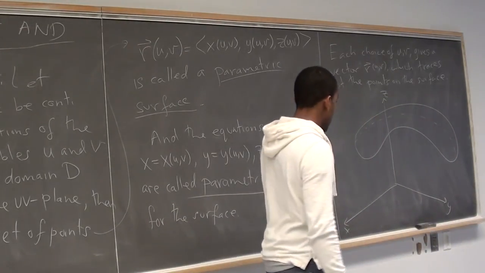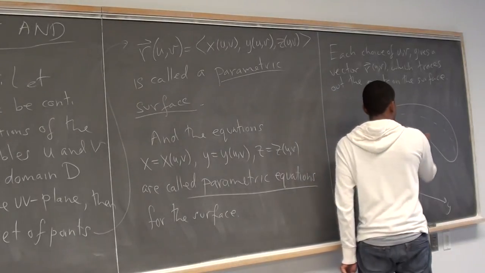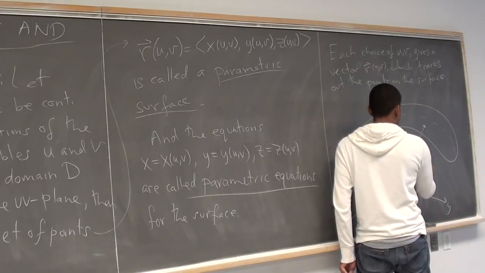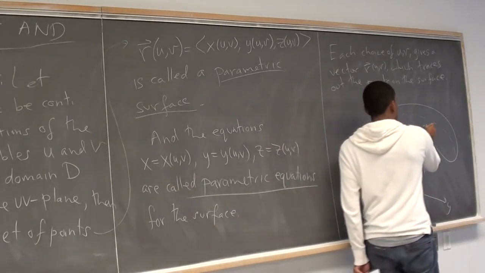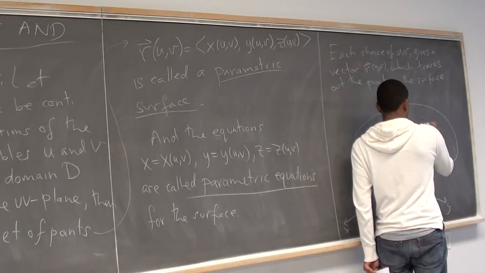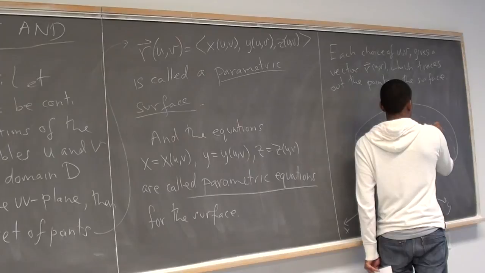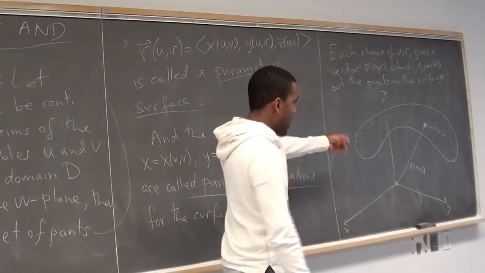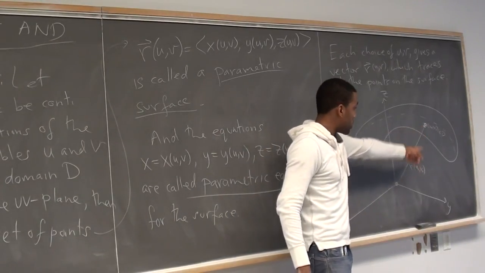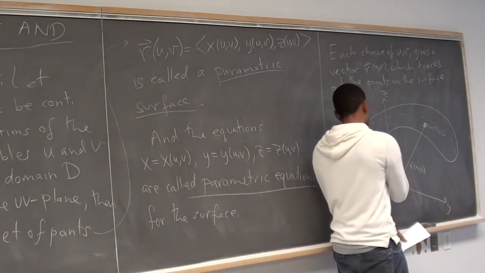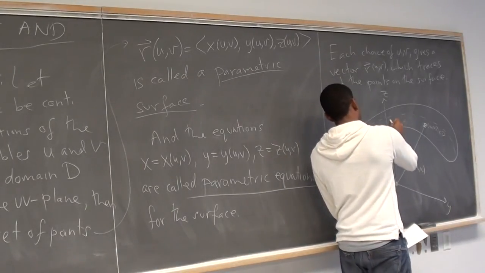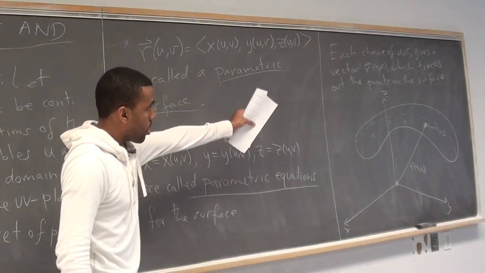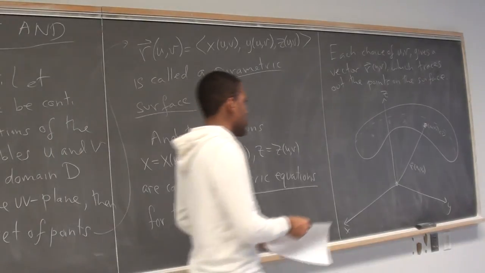For any u, v you're going to get a vector that maps to a point. This is the vector r of u0, v0 for a certain point, and it maps to a point on this surface, where u0, v0 is in D. Or you can think of it as x of u0, comma y of u0, comma z of u0. For different choices of u0, you get different vectors, and they all give you points along this surface. When you run over all the values of u and v, you get points in 3 space.